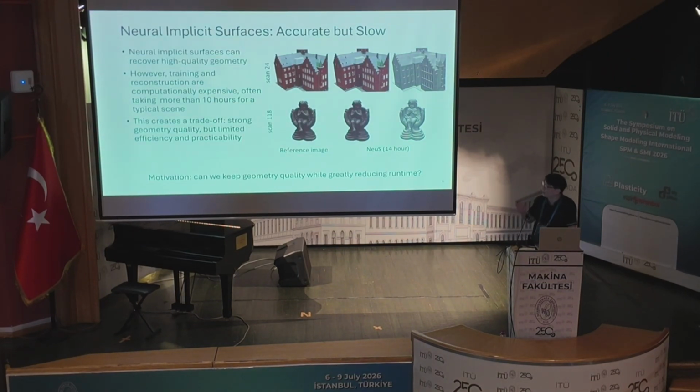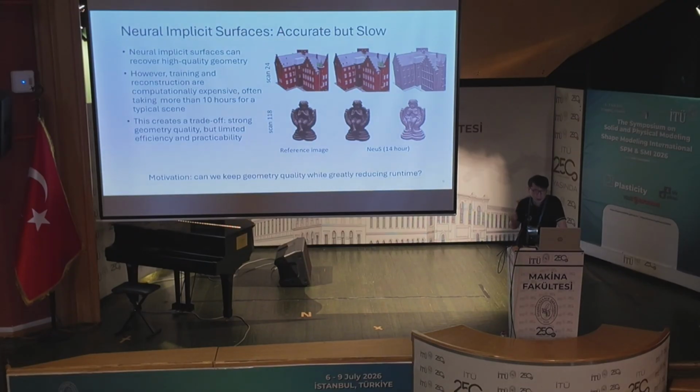For a typical scene in the DTU benchmark, training may take more than 10 hours. And to be honest, this is very slow. So this creates a trade-off. We can get very strong geometry quality, but the efficiency is limited. So this motivates our work. Can we keep the geometry quality, but greatly reduce the runtime?